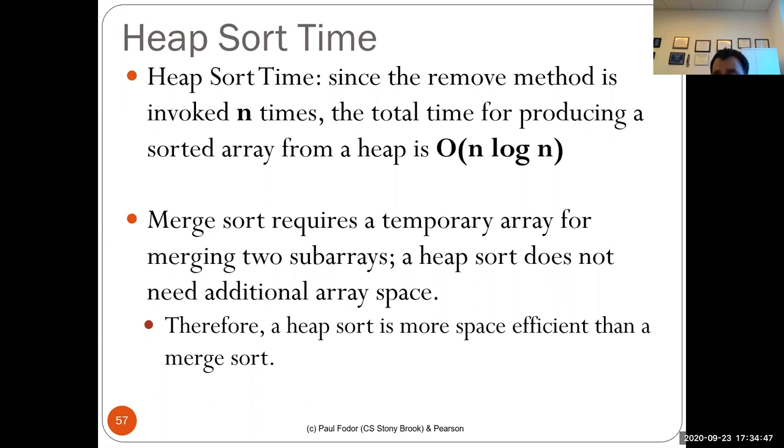So again, the difference between merge sort and heap sort is that merge sort requires an additional array for sorting. Heap sort doesn't require additional space. So it's more space efficient than merge sort.